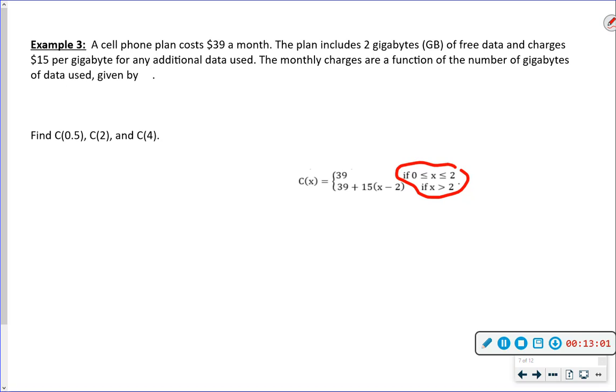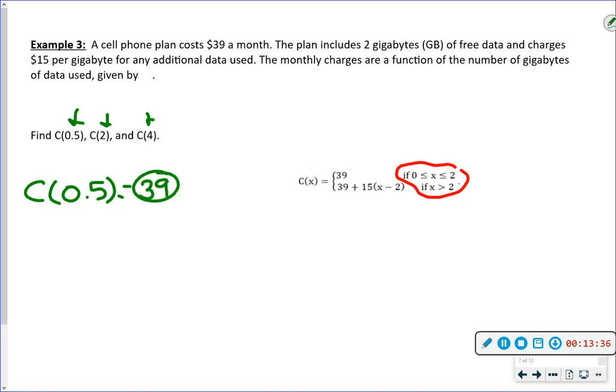Any x over 2, you're going to have to plug in and calculate. So the trick is, am I using the top one or the bottom one, depending on these values. So I'm looking at the 0.5 to start with. I'm asking myself, is 0.5 between 0 and 2, or is it over 2? Well, we all know 0.5 is between 0 and 2, so it's the top one. So it's just 39. I don't have to do anything else. I just write down 39.